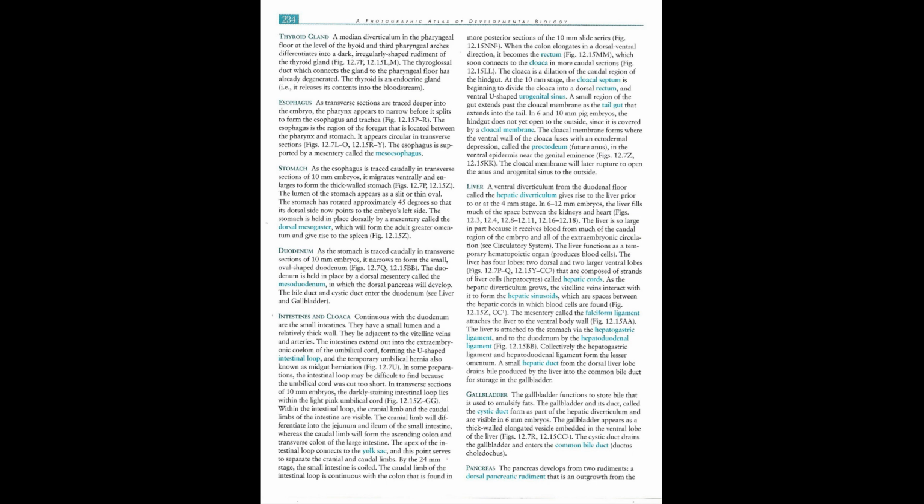The gallbladder and its duct, called the cystic duct, form as part of the hepatic diverticulum and are visible in 6 mm embryos. The gallbladder appears as a thick-walled elongated vesicle embedded in the ventral lobe of the liver, Figs 12.7r, 12.15 cc1. The cystic duct drains the gallbladder and enters the common bile duct, ductus choledochus.